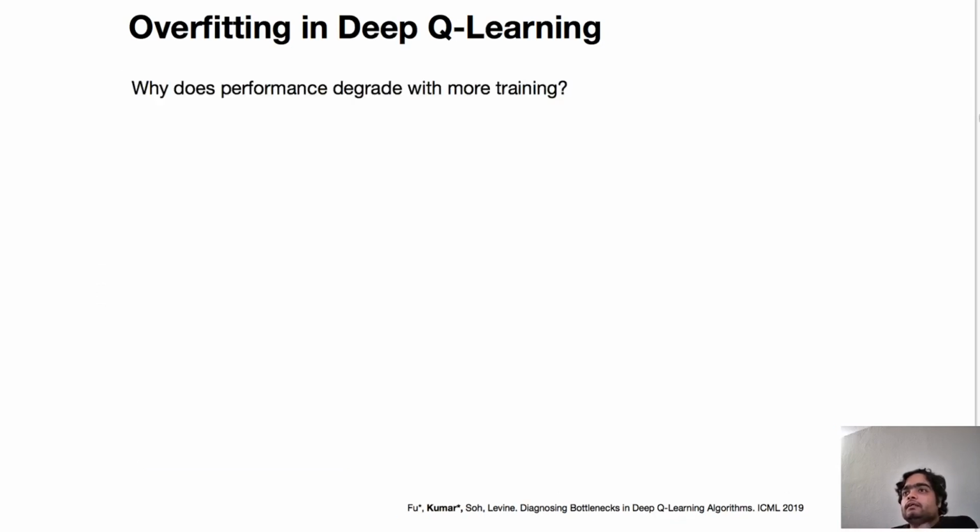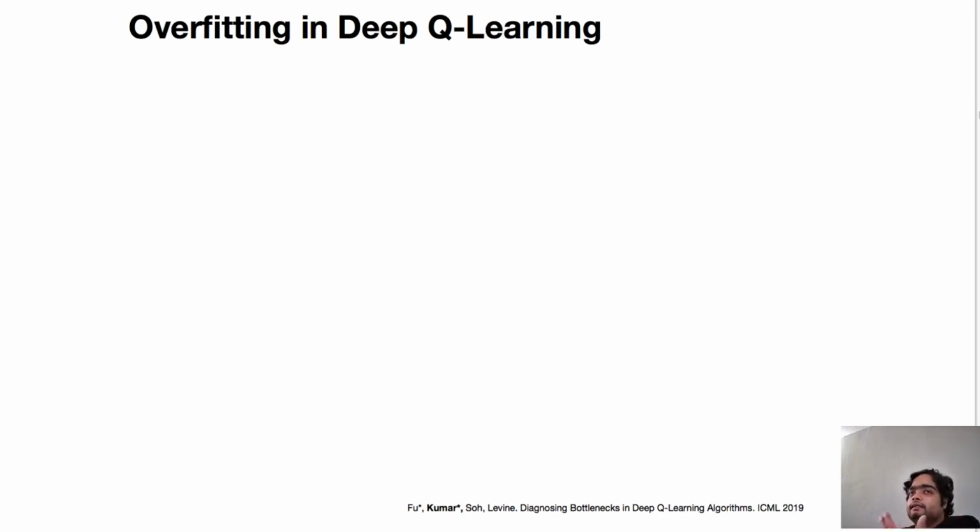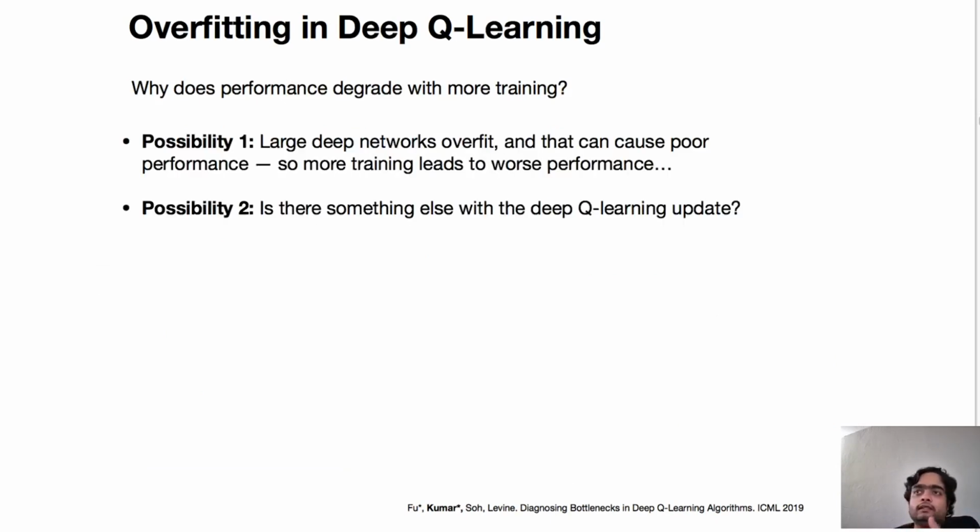So why does performance degrade with more training? All of the things that we have seen so far have basically said that when you train more on the same data, performance can degrade. So why can performance degrade with more training? There are two possibilities, or two answers, to this question.